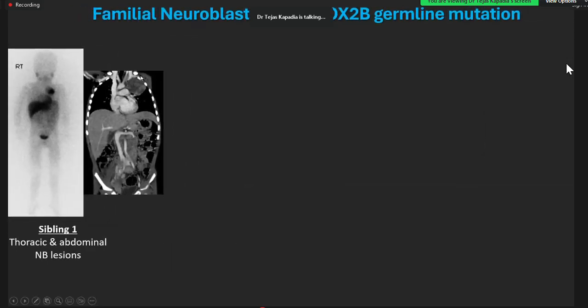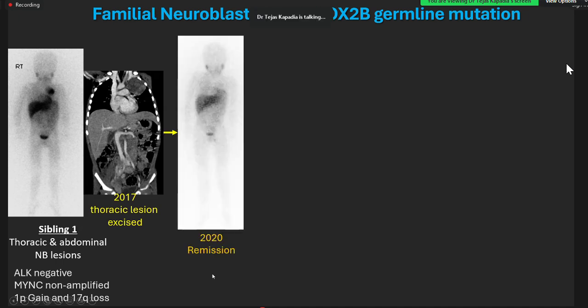Sibling one presented with large lesions in 2017. The thoracic one was excised. Of course, the abdominal could not be. They were ALK and MYCN negative, but they had some chromosomal aberrations. In 2020, they had good response and were completely in remission.